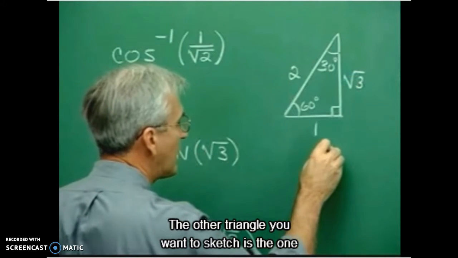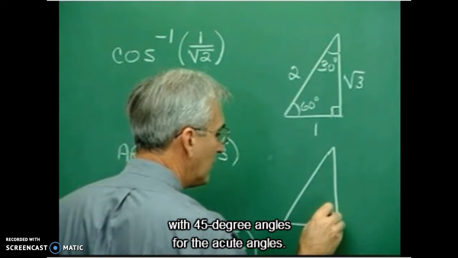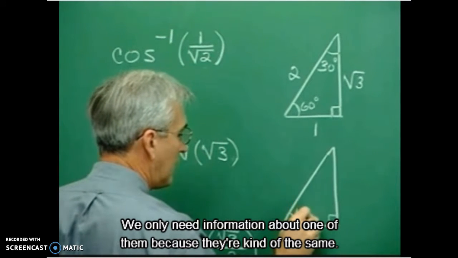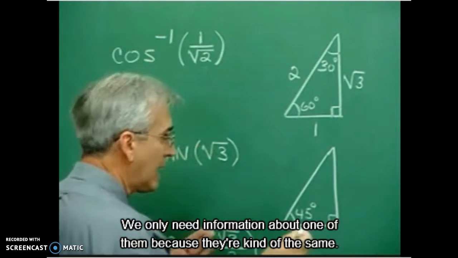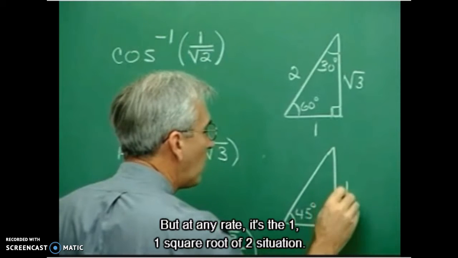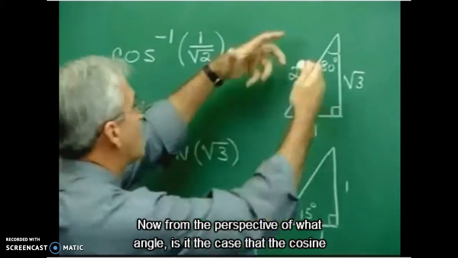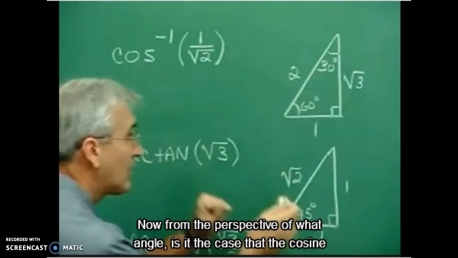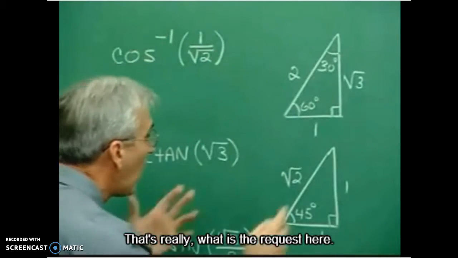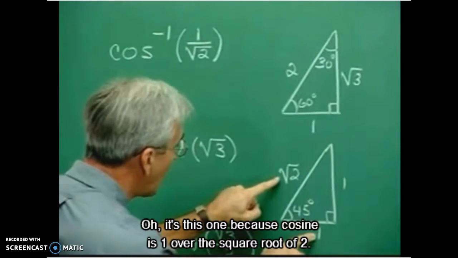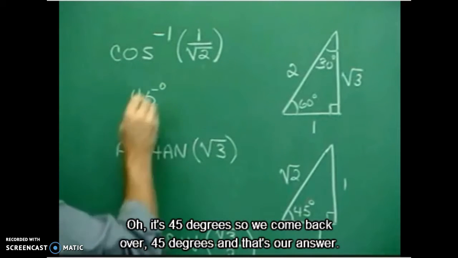The other triangle you want to sketch is the one with 45-degree angles for the acute angles. We only need information about one of them because they're kind of like the same. At any rate, it's the 1, 1, square root of 2 situation. Now, what angle has a cosine of 1 over the square root of 2? That's really the request here. Oh, it's this one, because cosine is 1 over the square root of 2. It's 45 degrees, and that's our answer.